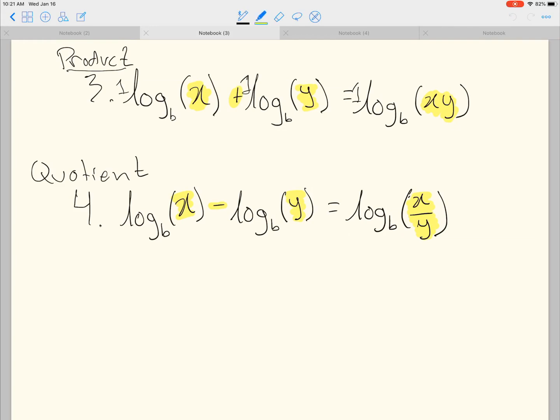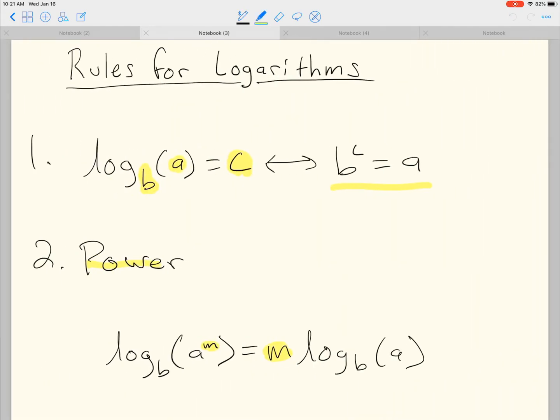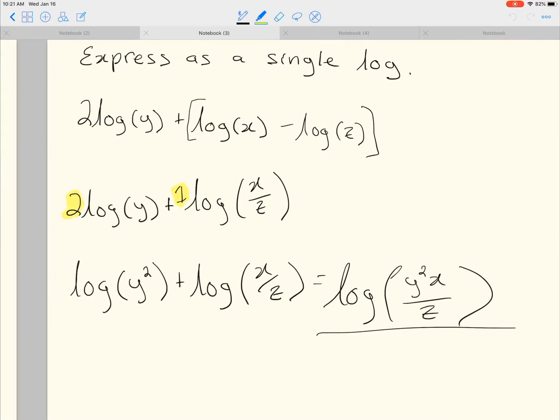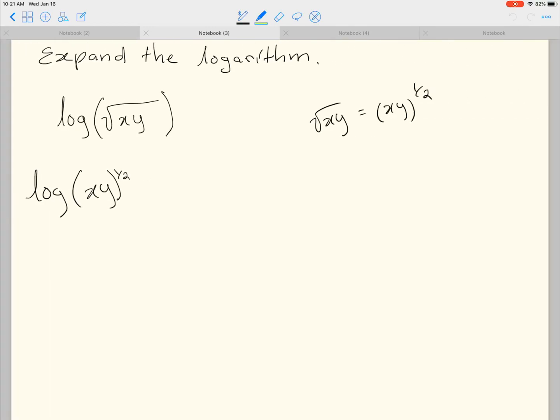Because the entire input of the function is to a power, we can use the power rule again. This one down here, number 2. We can take the exponent and move it out to the front as a coefficient. So I'm going to do that. So it becomes 1/2 log of xy.